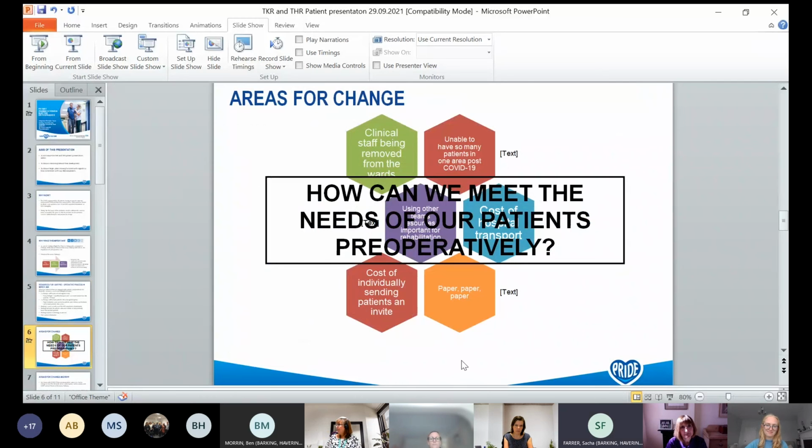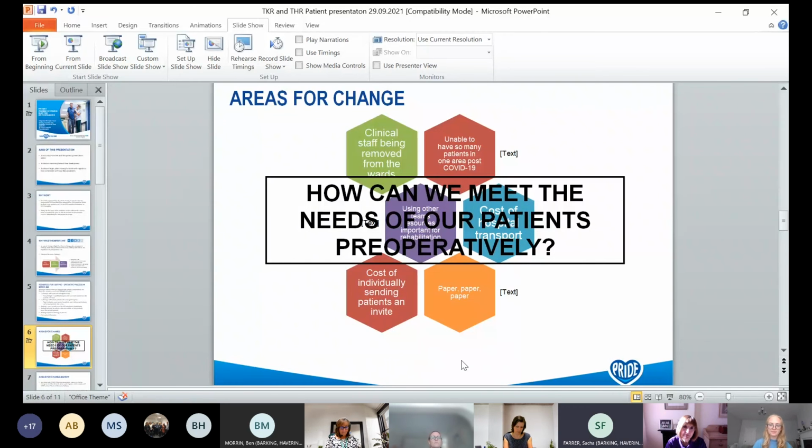So what we then looked at, we had 6 areas to change. Clinical staff being removed from wards, we wanted to reduce that. Being unable to have so many patients in one area at one time due to COVID. Using other teams' resources, such as the MSK outpatient department. Reducing the cost of paperwork, hospital transport, and the cost of sending patients invites individually.